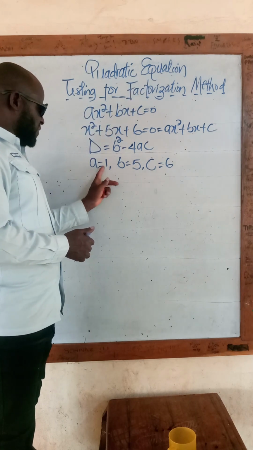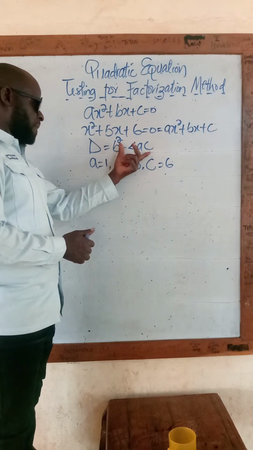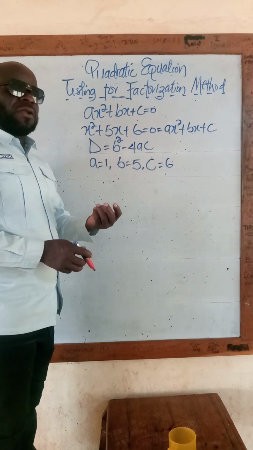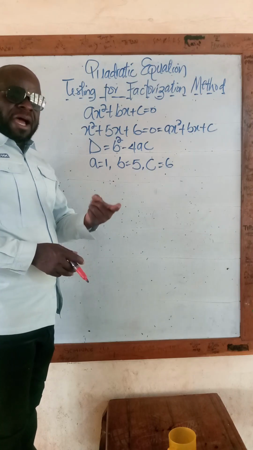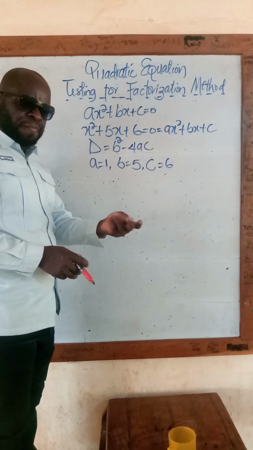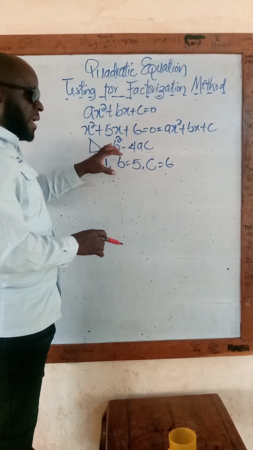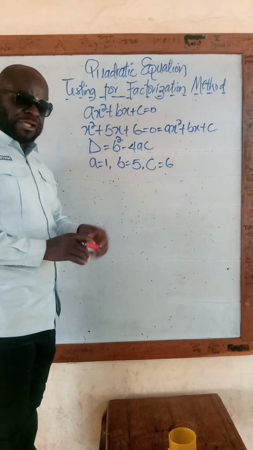Now, you will substitute the value of a, b, and c in the discriminant, and if you get a value like 1, 4, 9, 16, 25, 36, 49, 64, it means that that problem in particular can be solved using factorization.